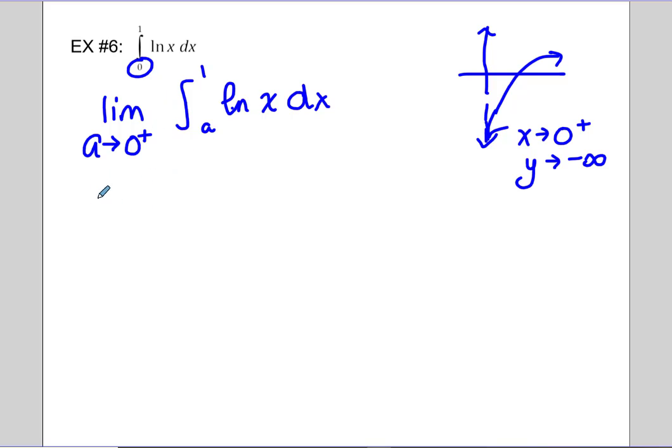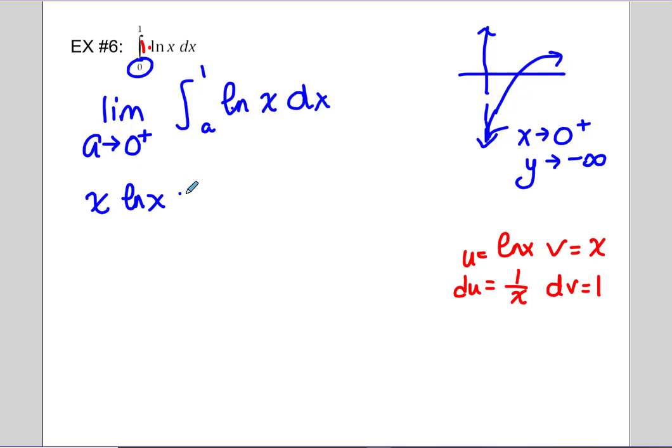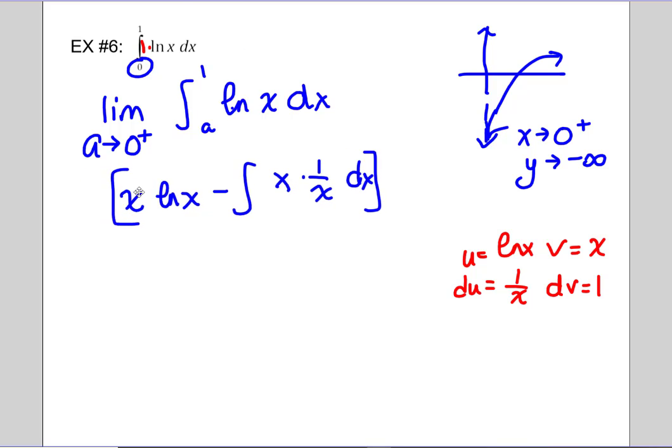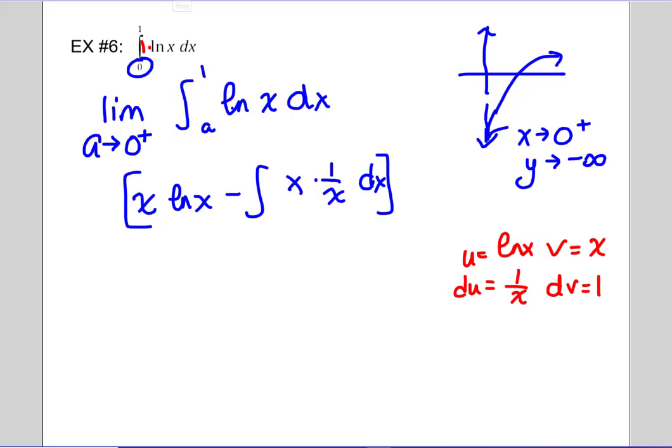And then, again, by integration by parts, if u is natural log of x, then du is 1 over x. And if dv is 1, because I'm considering this to be times 1, then v is x. So we have integration by parts, u times v is x natural log of x, and then we want to evaluate x times 1 over x, which is 1. So we have the limit, I'm going to use the limit last.